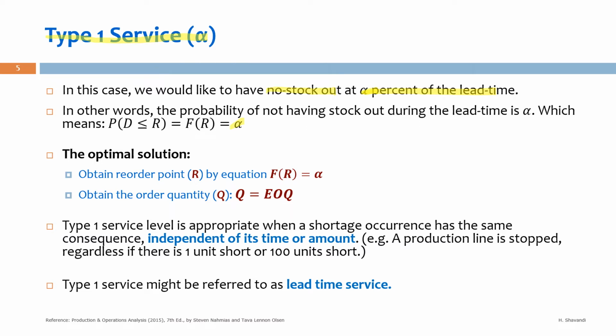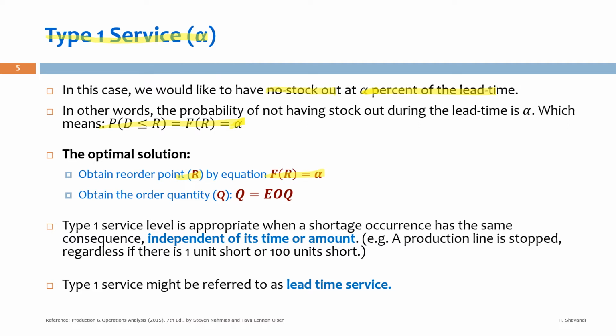So we are going to consider the situation that in alpha percent of times during the lead time, the system is not in the stock out situation. Okay, so we can then obtain the reorder point by this. Having no stock out situation alpha percent of the time during the lead time means that the probability of demand being less than or equal to the reorder point should be equal to alpha, right? So by this equation, we can obtain the reorder point. Here is the optimal solution. The reorder point R will be obtained by this equation, where the probability of demand less than or equal to R equals alpha.